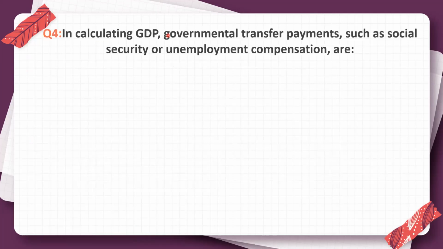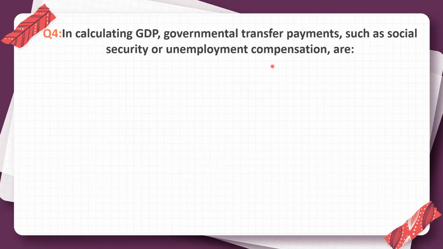In calculating GDP, governmental transfer payments such as social security or unemployment compensation are... so when we calculate the GDP we have governmental transfer payments, المدفوعات الحكومية التحويلية كالسوشيال سيكيورتي or unemployment compensation, تعويضات البطالة أو التأمين الاجتماعي.